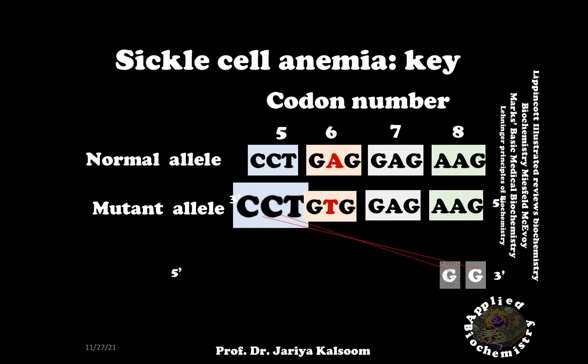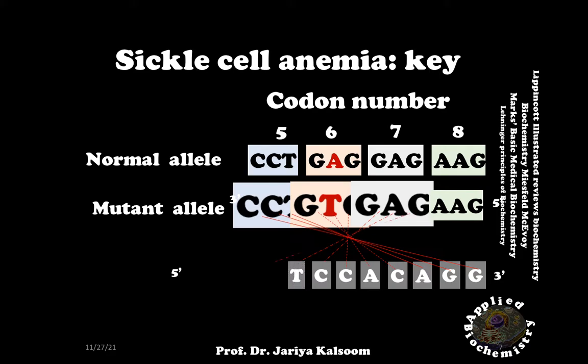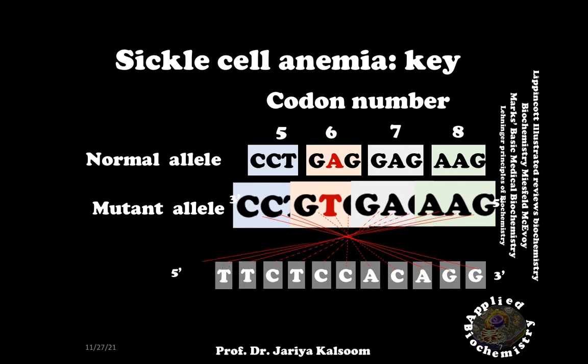C is complementary to G. Again, C complementary to G. G complementary to A. G complementary to C. T complementary to A. G complementary to C. Now coming to the next codon, number 7. G complementary to C. A complementary to T. And G complementary to C. Next, 8th codon. A complementary to T. Again, A complementary to T and G complementary to C. And the probe is going to be read in the 5 prime to 3 prime direction.